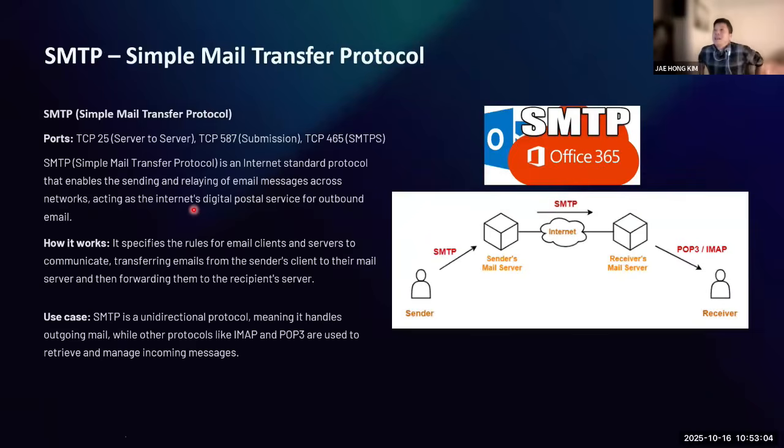And next is SMTP, Simple Mail Transfer Protocol. It uses TCP 25, TCP 587, and TCP 465. This is an internet standard protocol that enables the sending and relaying of email messages across networks, acting as the internet's digital postal service for outbound email. So let's see this diagram.